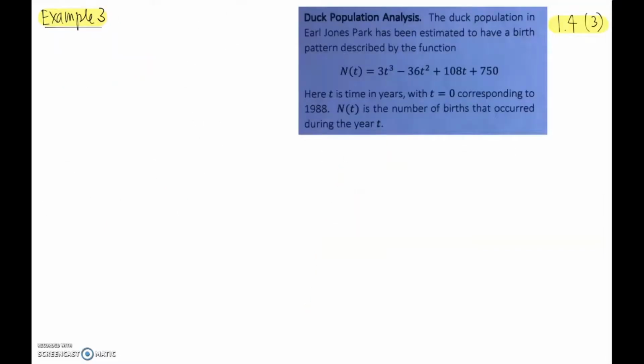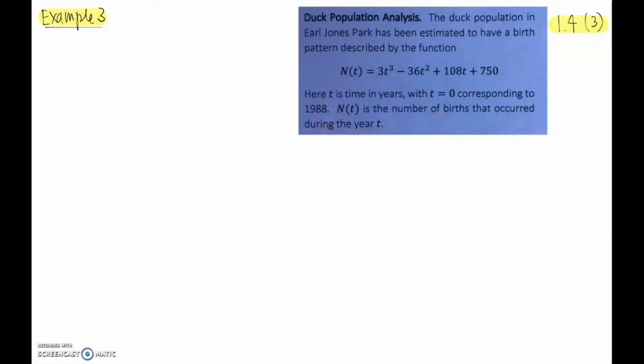Now for example 3, a very important topic, duck population analysis. The duck population in Earl Jones Park has been estimated to have a birth pattern described by this function. Here, t is time in years, with t equals 0 corresponding to 1988. So that's important. N of t is the number of births that occurred during the year t.